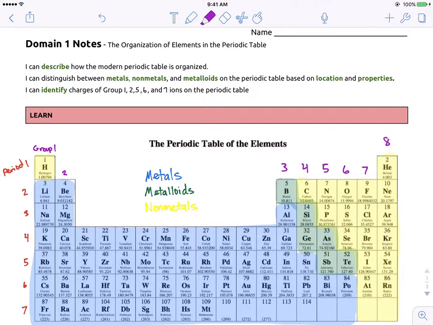In this video, I'm going to show you how the modern periodic table is organized and help you distinguish between metals, nonmetals, and metalloids on the periodic table based on their location and their properties. And I'm going to help you identify the charges of groups 1, 2, 5, 6, and 7 and their ions on the periodic table.